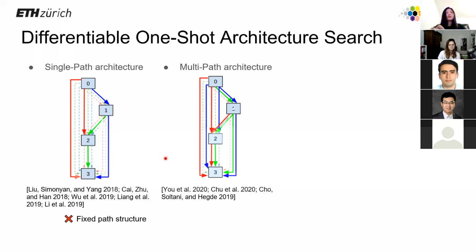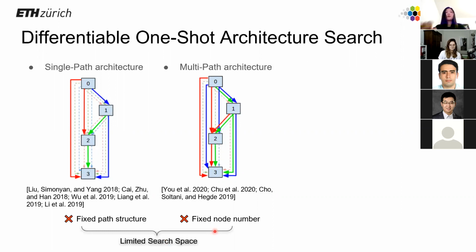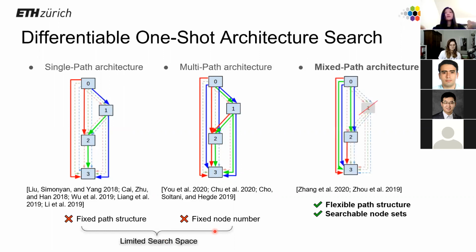Also, both of these two classes of work, single path and multipath architecture search, usually have a fixed node number. That is, within each cell, we have a fixed number of layers. Actually, this can also limit our search space. So being aware of these limitations in the search space of previous works, we are motivated to remove such limitations, and we want to explore a more general search space, and hopefully we will get a better architecture from it.